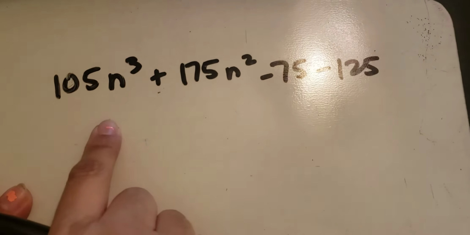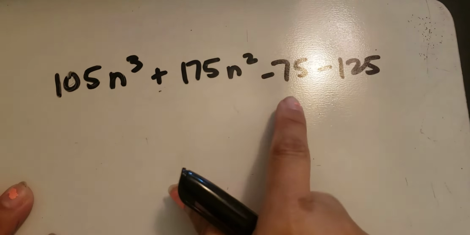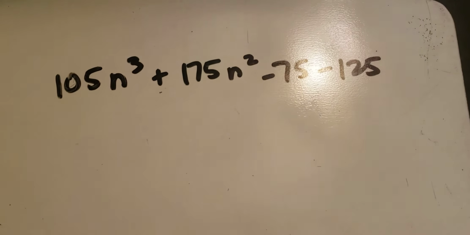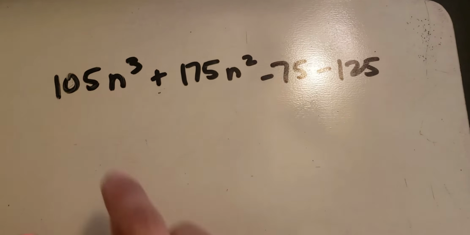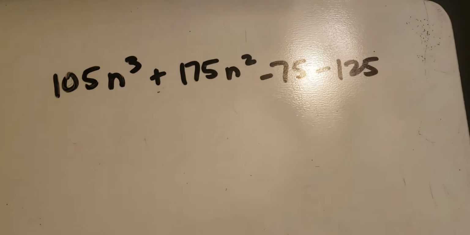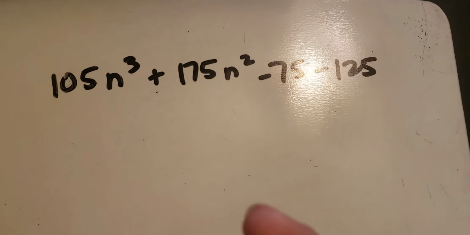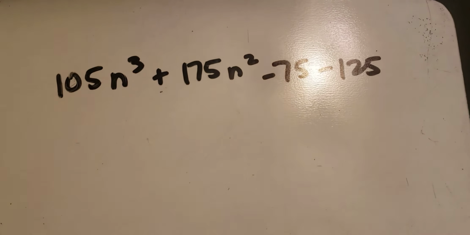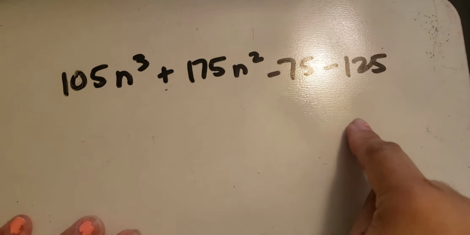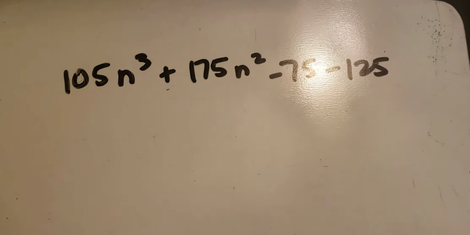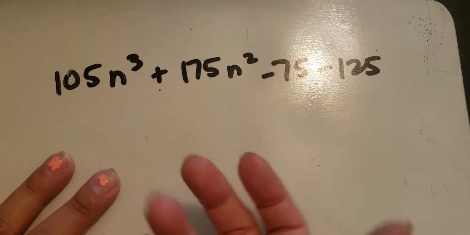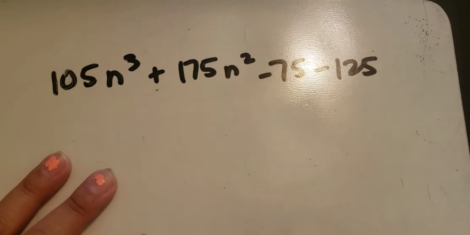Okay, so I have 105n cubed plus 175n squared minus 75n minus 125. I don't know if you heard me, but every time I said it, I kept ending with the 5. And so right away I hear a pattern, I can tell all of these are divisible at least by 5. If you don't know if there's a bigger number, then you can always just factor out a 5 and then you can check at the end.